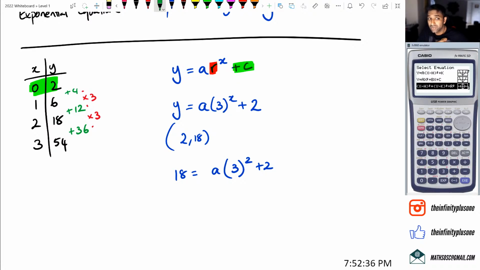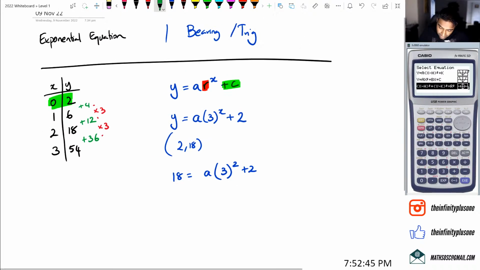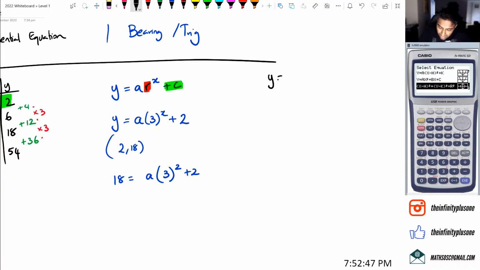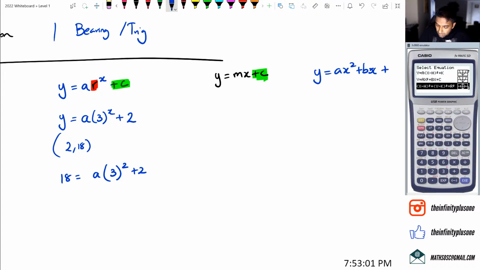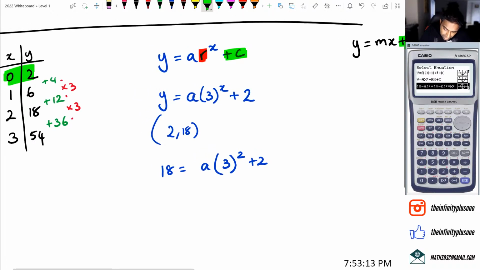John, yes, the C value is basically when the graph cuts the y-axis, and that works for a parabola, it works for a straight line, it works for exponential anytime you get that C value. Because if you think about it, when you have a straight line, you have y is equal to mx plus c. That c is when the graph cuts the y-axis. And if you think about a parabola, you're going to get ax squared plus bx plus c, and once again that little c value is when the graph cuts the y-axis when x equals 0. But anyway, let's go back to here. We're going to go 18 and take away 2 from it.